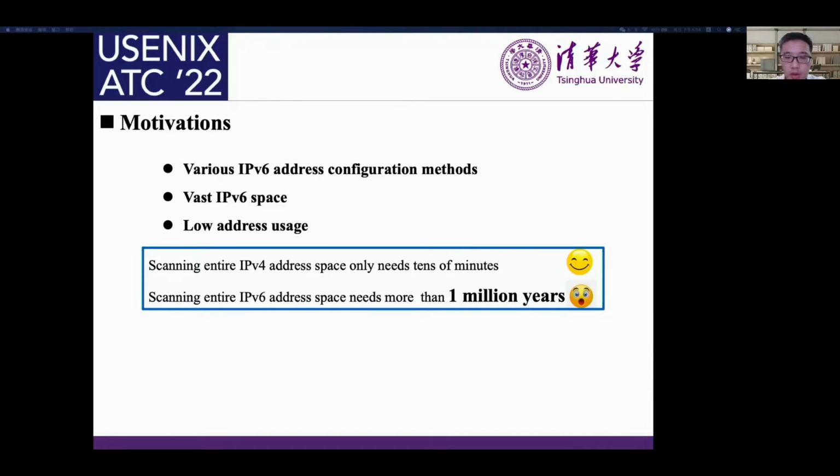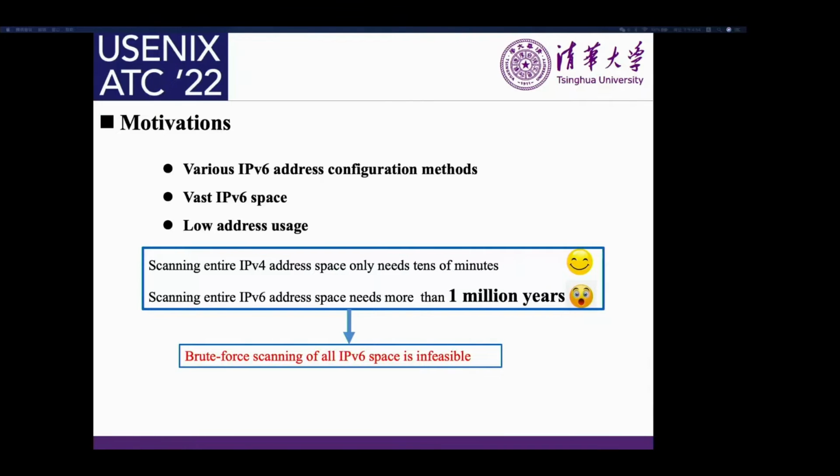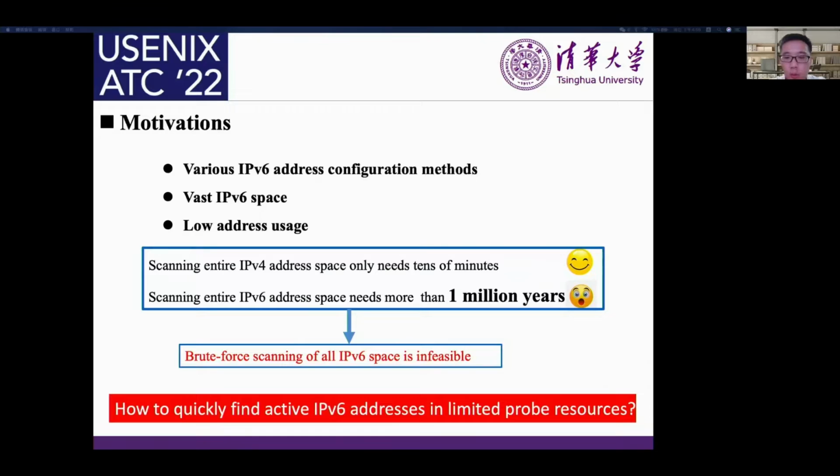For example, in IPv4 space, we can scan the entire space in 45 minutes using ZMap. But in IPv6 space, this could take at least 1 million years. Therefore, brute force scanning of the entire IPv6 address space is not feasible. So, how can we quickly discover active IPv6 addresses with limited probing resources?